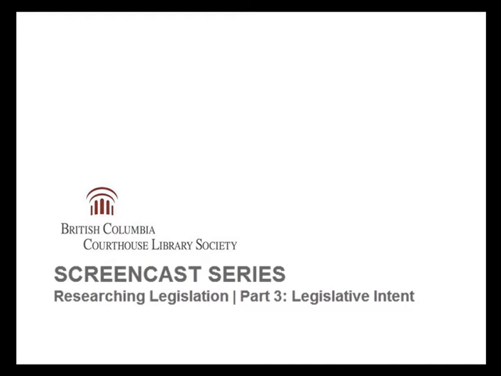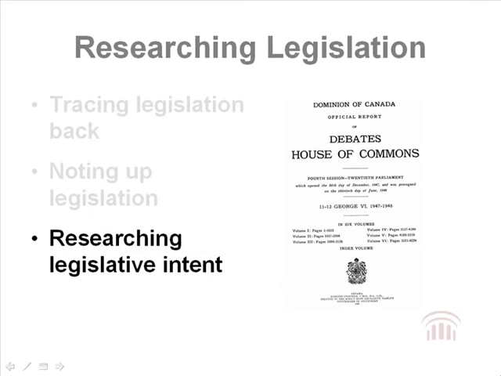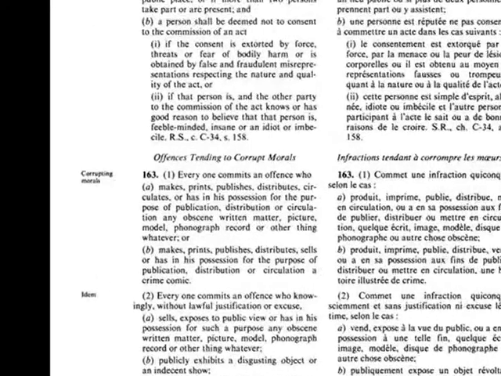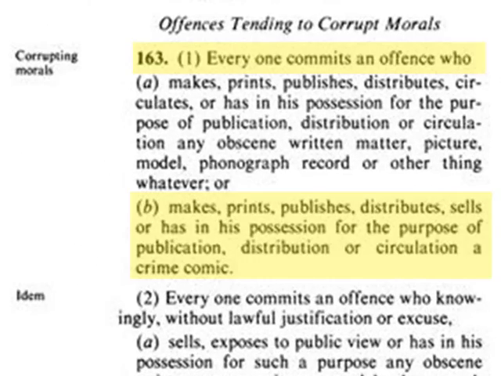In this third part of the British Columbia Courthouse Library Society screencast series on researching legislation, we will show you how to research legislative intent, a way to learn about why a law was brought into force. We will work with a quirky section in the Criminal Code that states that it is illegal to publish or distribute a crime comic. Why on earth was there a need to make crime comics illegal in the first place?